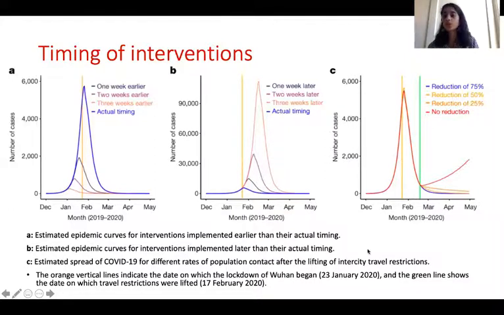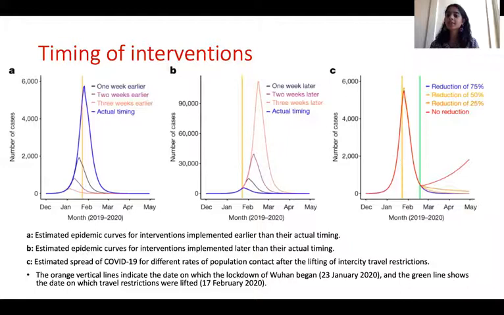And then finally with C, the authors look at the estimated spread of COVID for different rates of population contact after lifting those intercity travel restrictions. So in the middle of February, travel restrictions were lifted within cities in mainland China, and this led to a much higher rate of population contact than obviously existed before then.